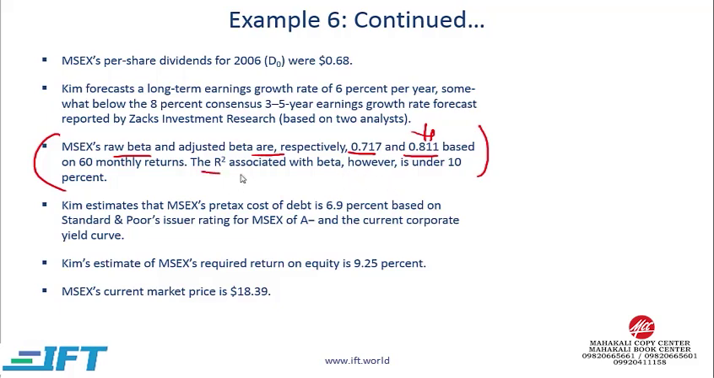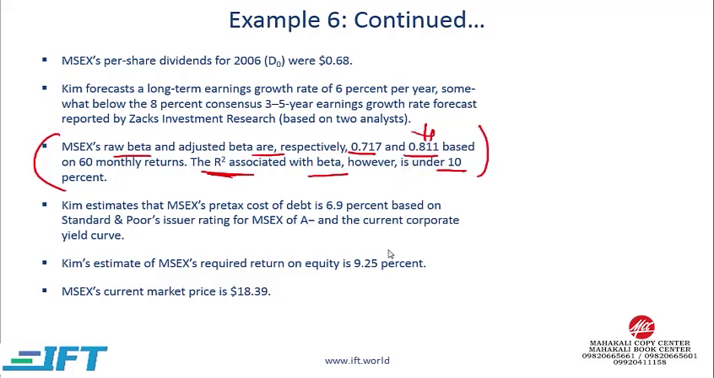Another interesting point which connects with quantitative methods is this R squared. The R squared associated with beta is under 10%. And remember, beta is calculated using a regression. So we are told that we do have a beta, but what is our confidence in this beta? It is relatively low because the R squared is very low. And even though we'll use this beta, we will not have too much confidence in the required return that we derive based on the beta.